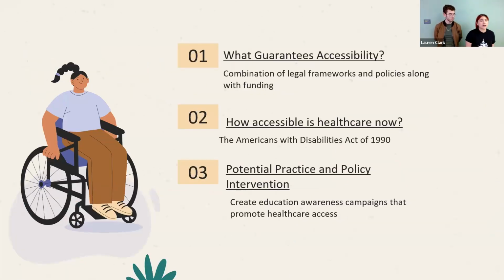So some things that we're going to be talking about is what guarantees accessibility. So we're going to be talking about a combination of legal frameworks, policies, along with additional funding that should be granted towards accessibility, especially within the medical community. And then we're going to talk about the accessibility of healthcare today. We're talking about barriers faced by both the provider and the patient side and some firsthand accounts of that. We're also going to be talking about potential practice and policy intervention. So how can we create further education awareness or campaigns and how we could further promote healthcare access, especially amongst the disabled community.